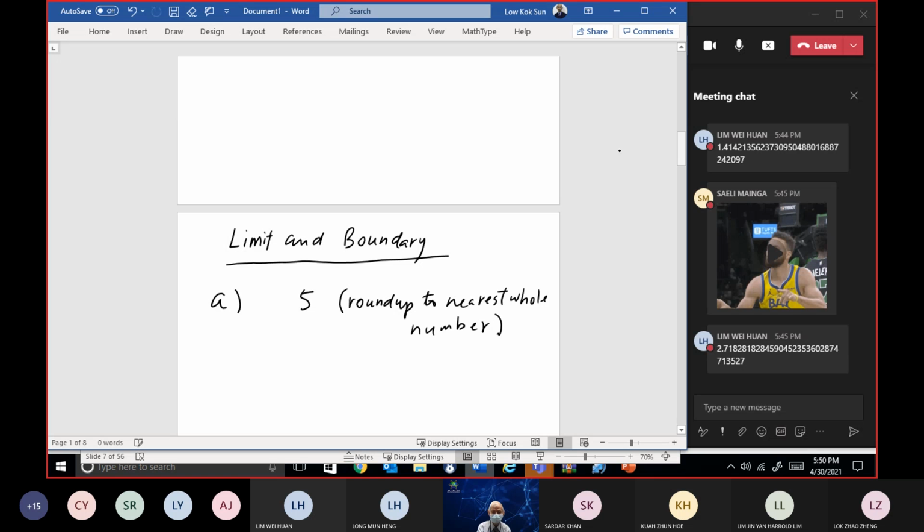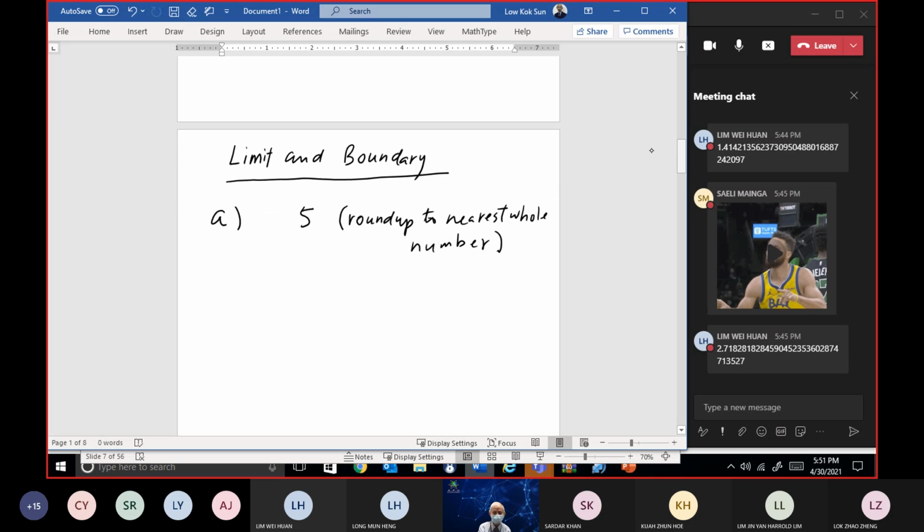Now I want to ask you, this 5, let's say I bought 5 kilograms of sugar. Remember that? I bought 5 kilograms of sugar, but this 5 kilograms of sugar has been rounded up to the nearest whole number. So after rounding the original value, it becomes 5.